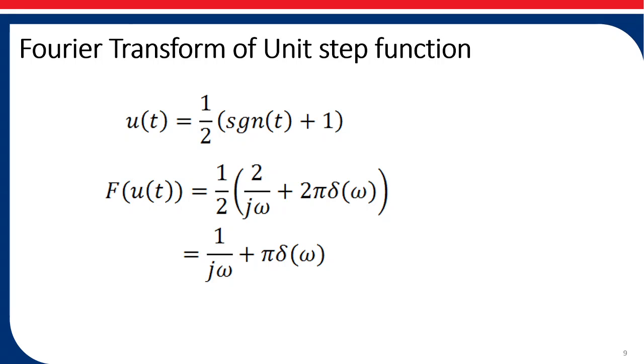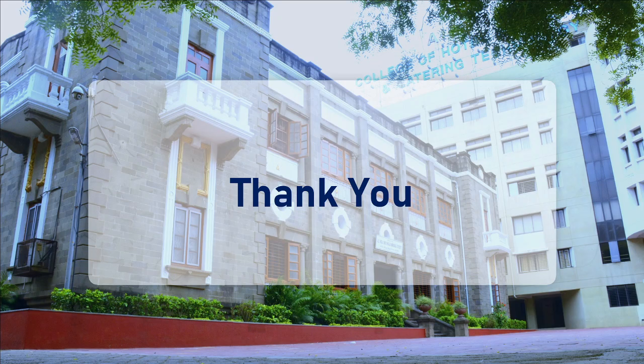And then let us find the Fourier transform of u of t, because we know the Fourier transform of signum function and we know the Fourier transform of 1. That's why 1/2 into 2 upon j omega plus 2 pi delta omega, because 2 pi delta omega we saw is the Fourier transform of 1, and the Fourier transform of signum function is 2 upon j omega. So the Fourier transform of u of t will come out to be 1 upon j omega plus pi into delta omega. The Fourier transform of unit step function cannot be evaluated directly because it won't satisfy the Dirichlet condition. Hence, it is expressed in terms of signum function and its Fourier transform is found out. Thank you.